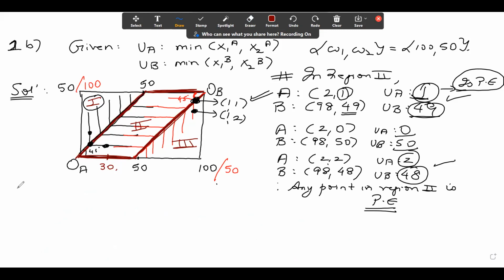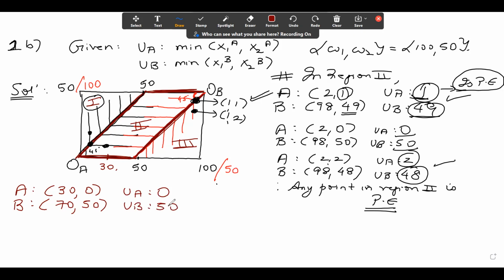So I take a point. Suppose A has 30, 0, and suppose B has the remaining, which is 70, 50. What is the utility A gets? 0. What is the utility B gets? Min of 70, 50, which is 50.